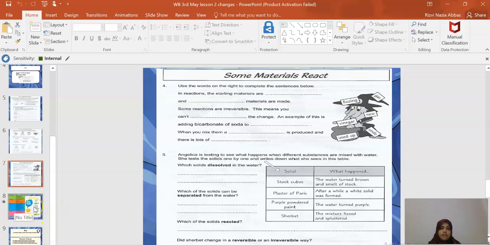So I hope this is clear, the three pages that we are going to do. And then you will check your answers from the back. If you are on Teams, we will discuss it there. No need to upload the CGP workbook on Class Dojo because you can correct it yourself.